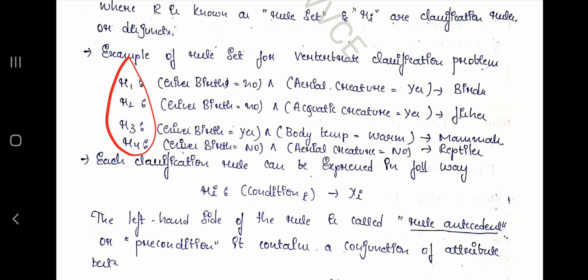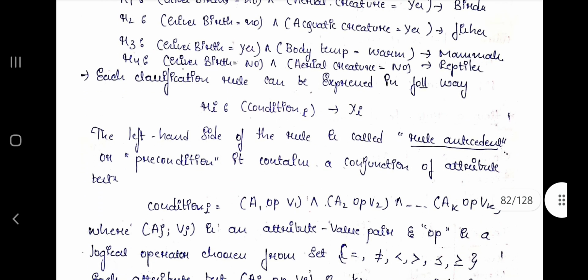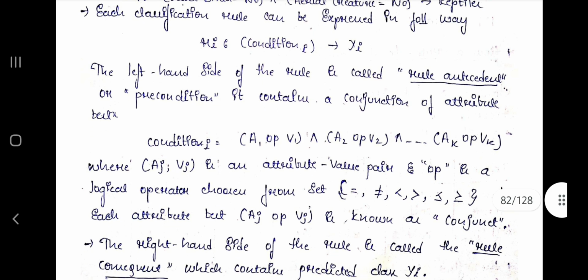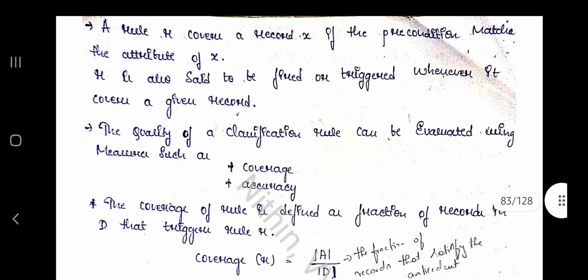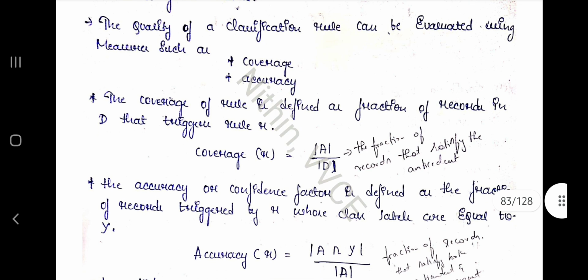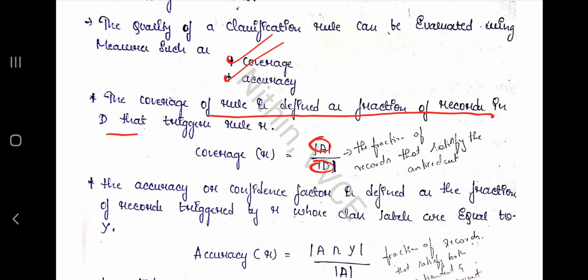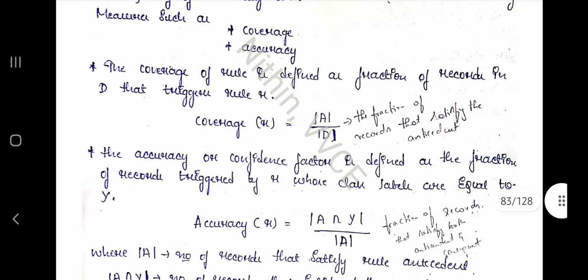That's your second point. After you have defined these rules, how do you use these rules to classify things? Firstly you define those conditions, and if these conditions are true, then only you classify it as something. You use two qualities to measure the answer: coverage and accuracy. Coverage means A by D. What is A? It is the fraction of records in D that trigger the rule R. For now just keep this in mind, I will discuss this in a separate video, so don't worry about that.